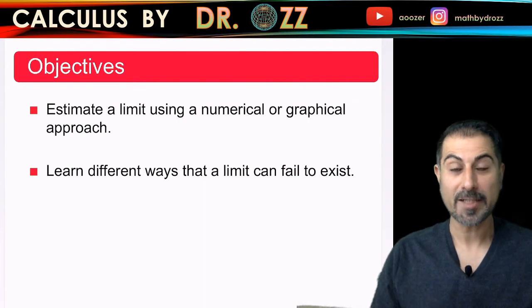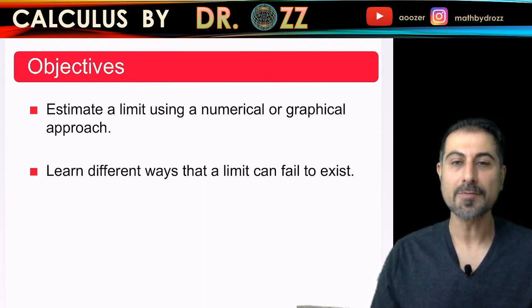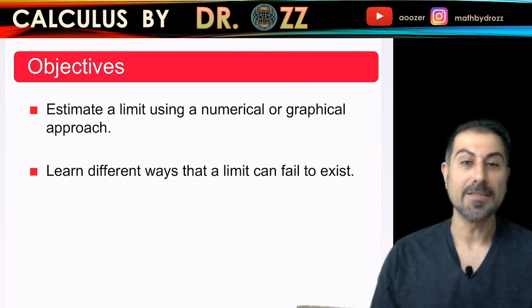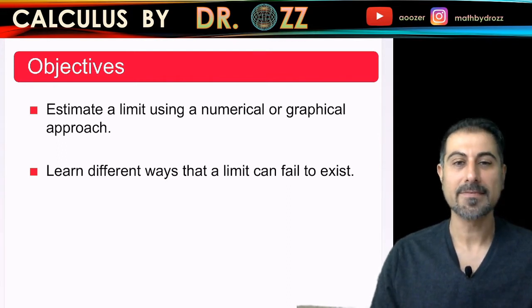For the regular calculus sections, I have two objectives to achieve today. The first one is the estimation of a limit using a numerical or graphical approach. And second, we're going to learn different ways where the limit fails to exist.